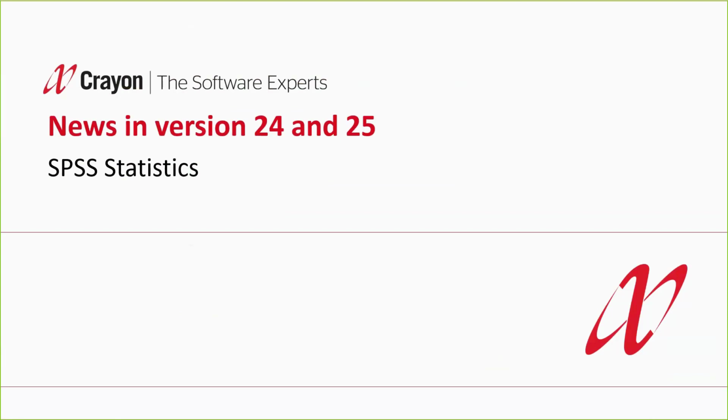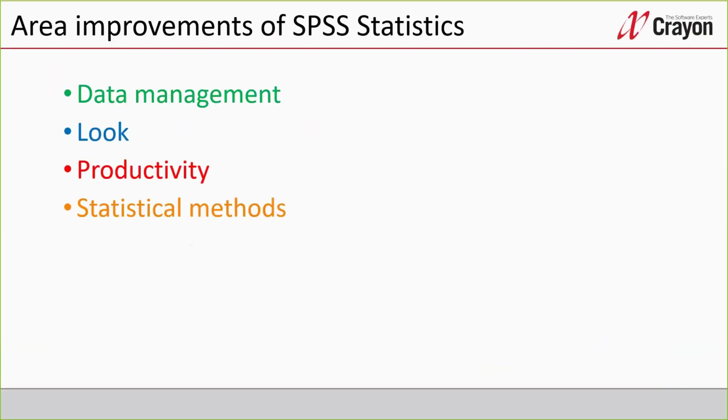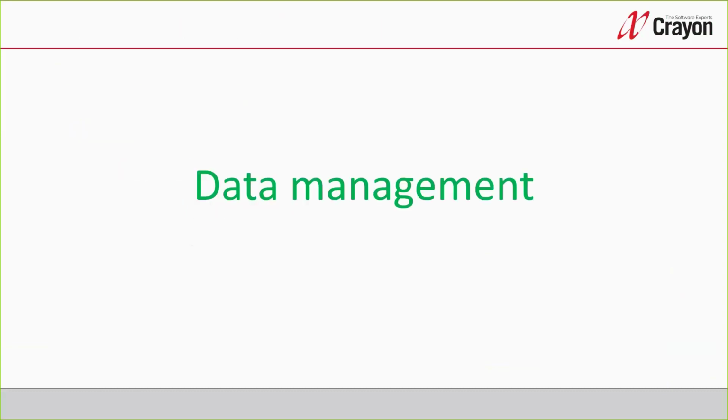And now, let's go over to the news, the most important news in version 24 and 25. After all my years on SPSS since 1993, there are some areas that they improve every time they do an upgrade. And that's the data management, look, productivity, statistical methods. So I will go through the news in these areas. So I start with the first one, the data management.